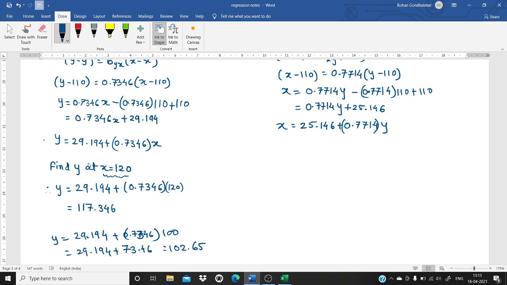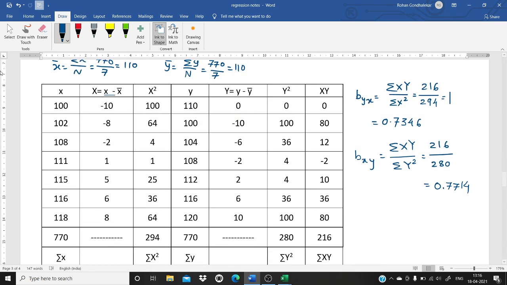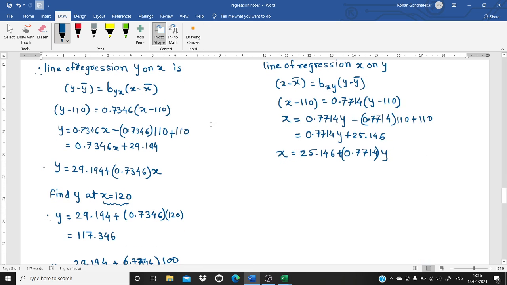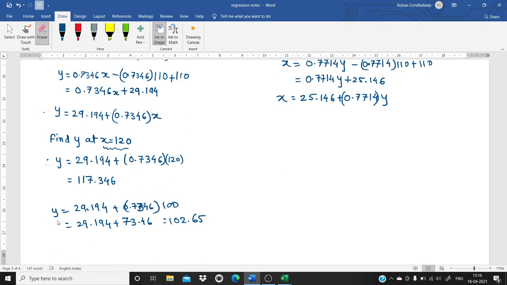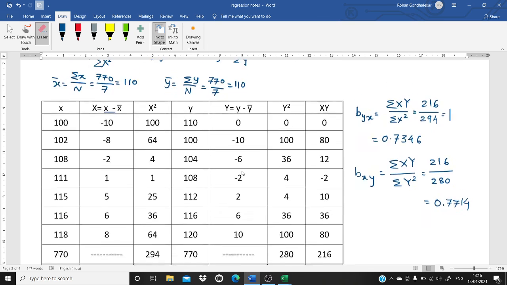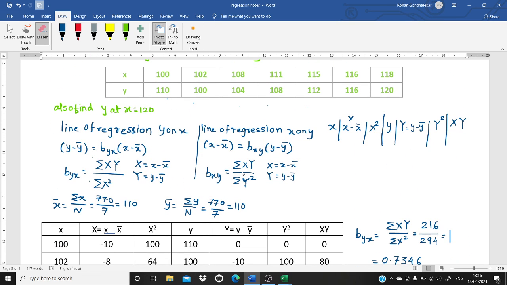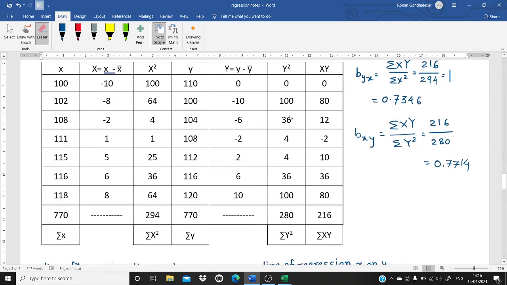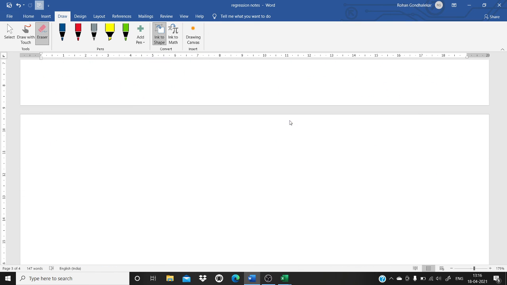102.65. See in the actual problem, when it is 100, the y is 110. Yeah, of course, you may get a small error because you're considering 4 or 5 digits at a time in the decimal points. Is it? So the error can be considered in such cases. Anyways, I hope you are getting a clear idea of how to solve this type of examples. I'm giving one question for homework. Try to get the answer and post it on the WhatsApp. Then only I will prepare the next video.